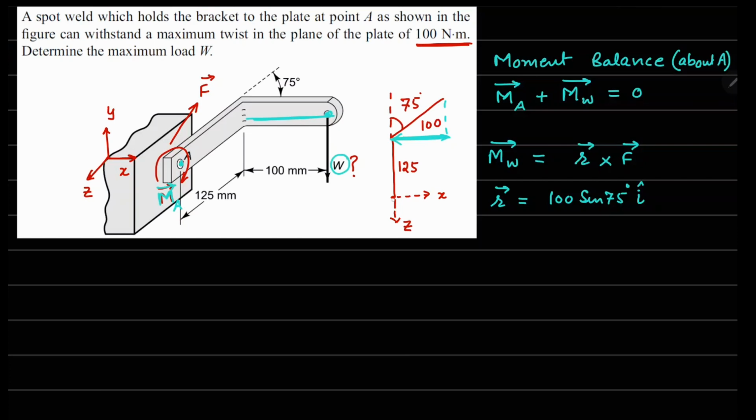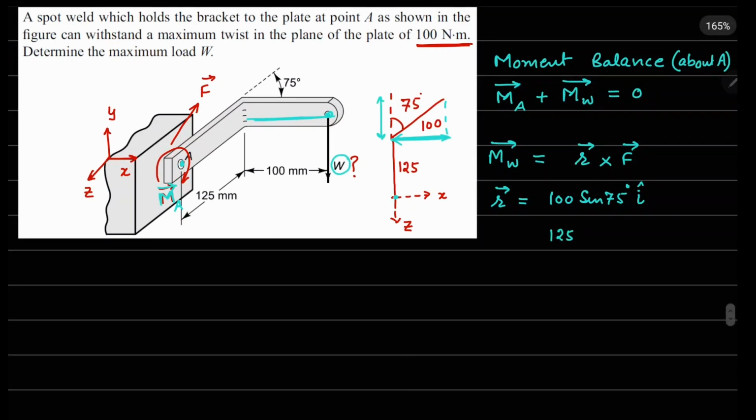And in the k direction, when we start from this point, we move 125 and then we move this, and this is going to be 175. So 125 plus 100 cos 75 degrees, and this is going to be in the k cap direction with the negative sign, because z is going down but we are moving upwards. Now in terms of force, there is that W force which is acting downwards, meaning minus W, and Y is up, W is down, so minus W j cap.